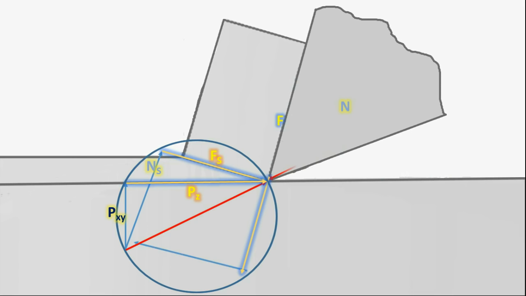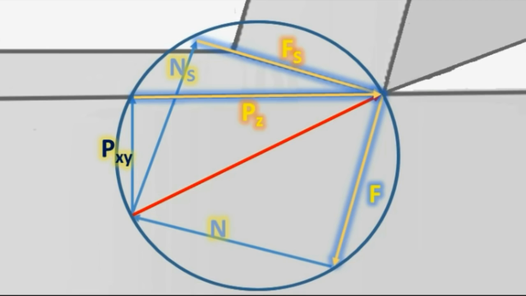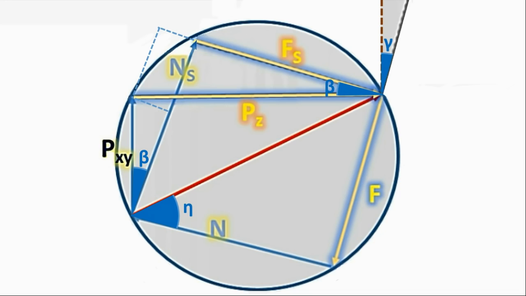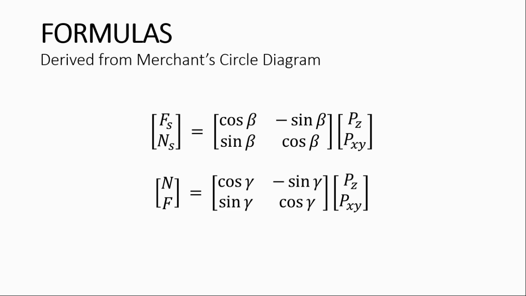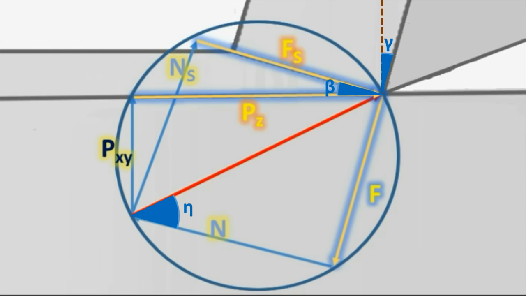This circle is known as the Merchant's circle or Merchant's diagram. We know three angles in this diagram: the rake angle, the shear plane angle, and the friction angle. Using geometry and trigonometry, a number of conversion formulas can be derived from this diagram. For example, the shearing forces as well as the friction forces can be expressed in terms of the cutting forces. Similarly, a relation can be derived between the three angles, from which many other relations follow. Thus, the Merchant's circle plays a very important part in calculating and relating the various forces in the cutting zone.